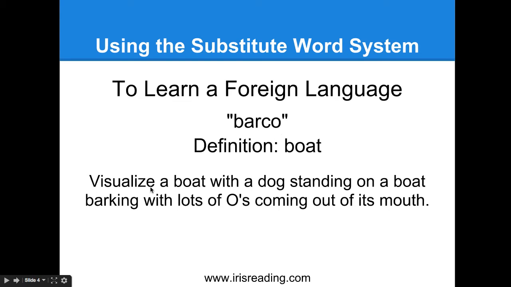So that's why we're visualizing a boat, because the definition is boat, with a dog standing on that boat, and it's barking, and there are O's coming out of its mouth each time it barks. Okay, that's going to represent barco. So the next time we see that word barco, we would try to recall this definition of it as a boat, because we would remember, oh yeah, that was the dog, it was on a boat, okay, and it was barking. So let's go over a few other examples just to give you an idea.